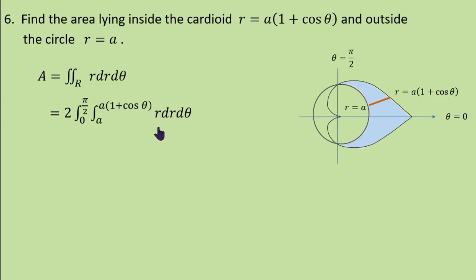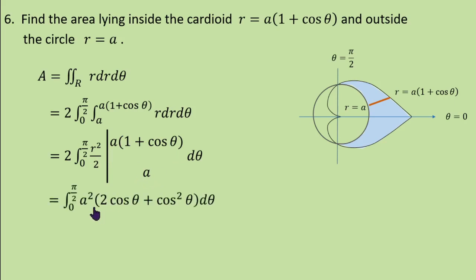Integral of r is r square by 2, cancel 2, so it is r square only. Upper limit of this is a into 1 plus cos theta, lower limit is a, therefore it is a square into 1 plus cos theta whole square minus a square. Take a square outside. 1 plus cos theta whole square means 1 plus 2 cos theta plus cos square theta minus 1, and hence cancel 1. So the remaining term is a square into 2 cos theta plus cos square theta.